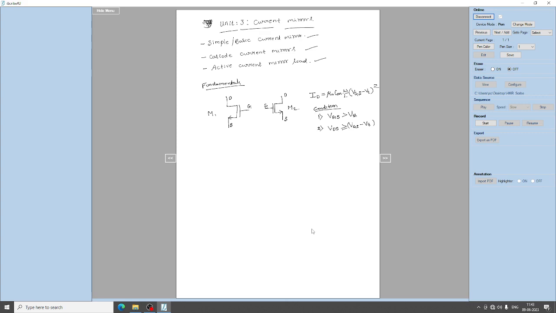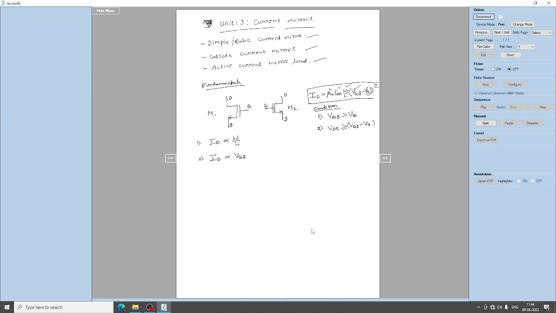In the equation, the saturation current ID is proportional to mu n Cox W by L into (VGS minus VT) whole square. Mu n Cox is the process conductance constant, so it is a constant. ID is proportional to W by L, which can be varied by the designer. Another point is VGS, whereas the threshold voltage of the device is again constant. So ID is proportional to VGS. These are the important conditions for the current mirror. Understood?